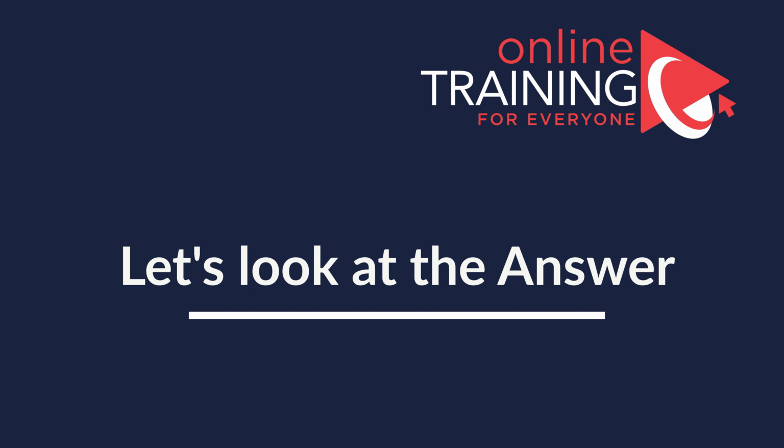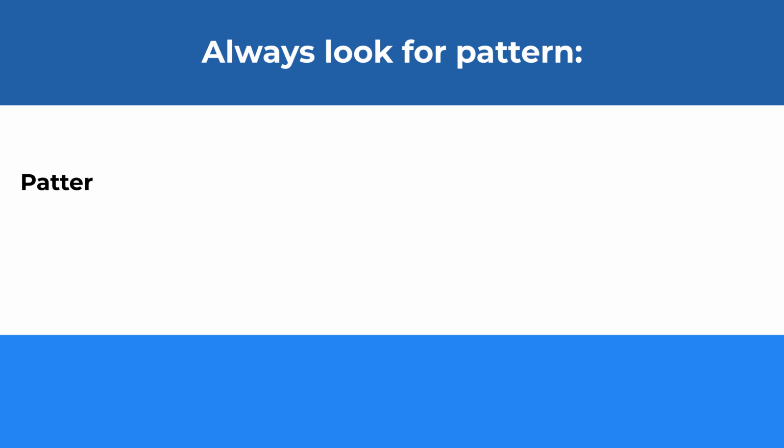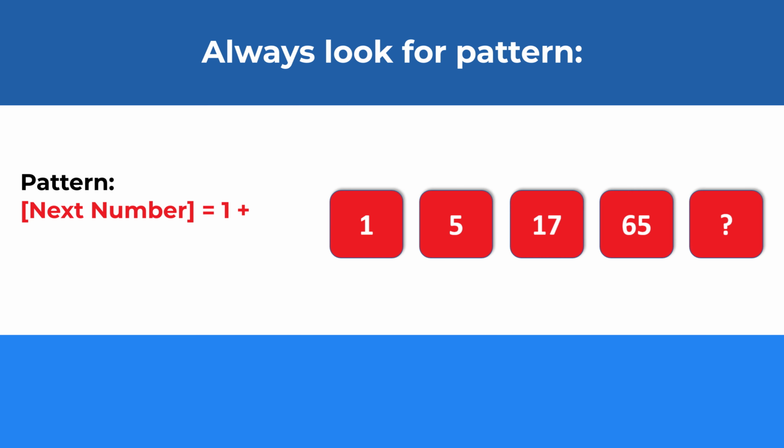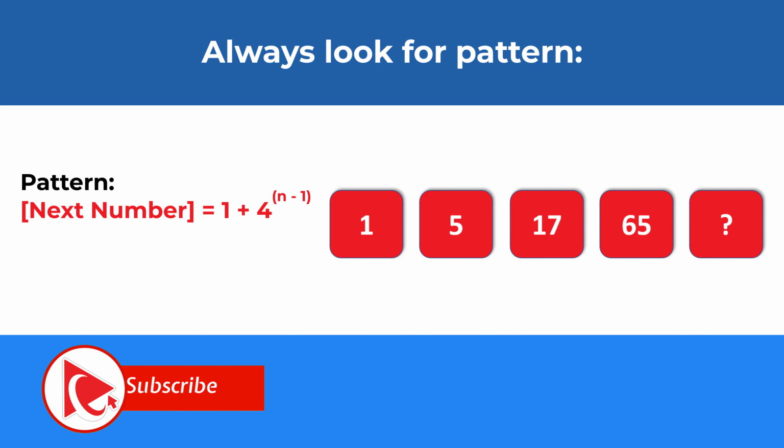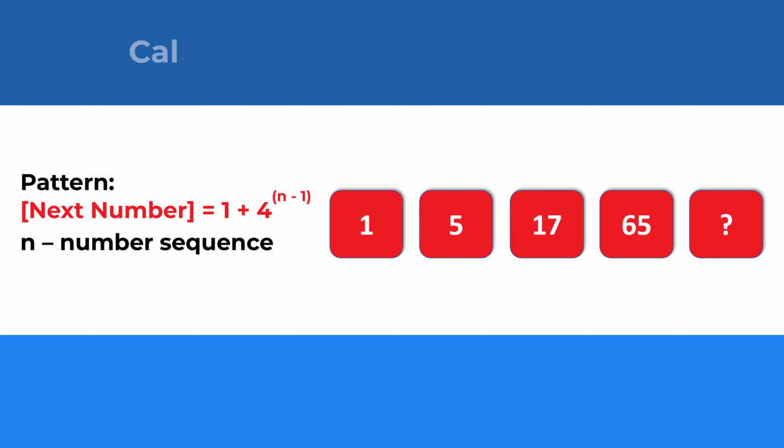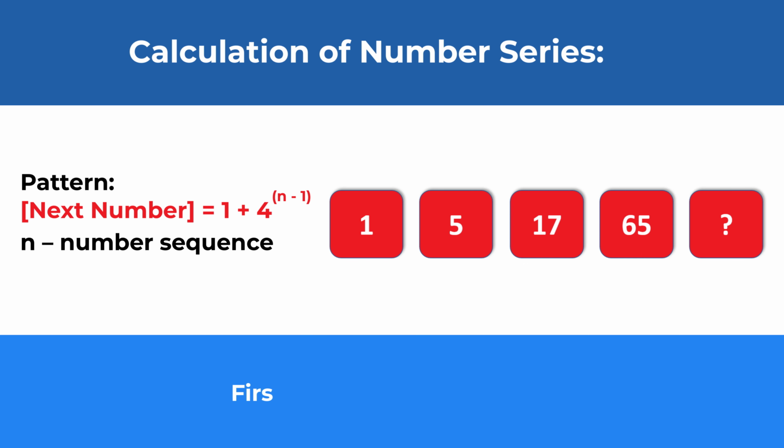To solve these types of problems, my advice to you, always look for patterns. And the pattern here is that the next number is calculated as 1 plus 4 in the power of (n minus 1). And here is the number sequence. So let's look at the calculation of numbers in this particular series. The first number is calculated as 1 plus 4 in the power of 0, which is 1. Second number is calculated as 1 plus 4 in the power of 2 minus 1, which is an equivalent of 1 plus 4 and equals 5.